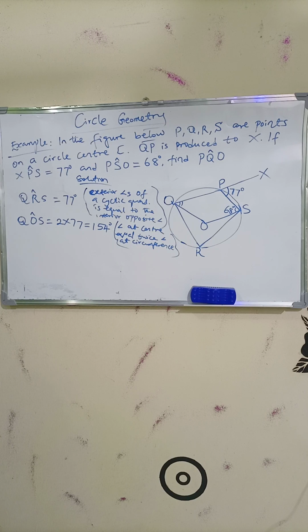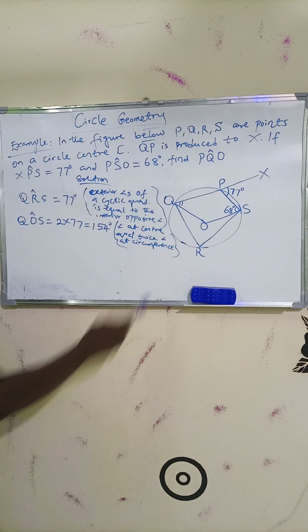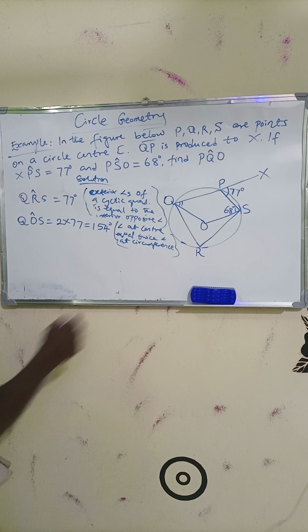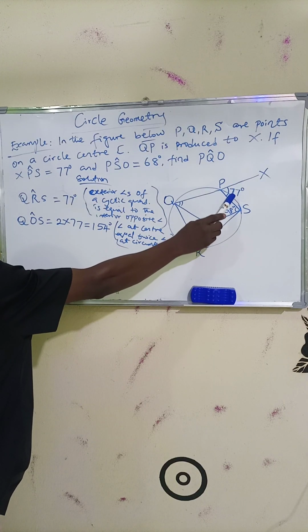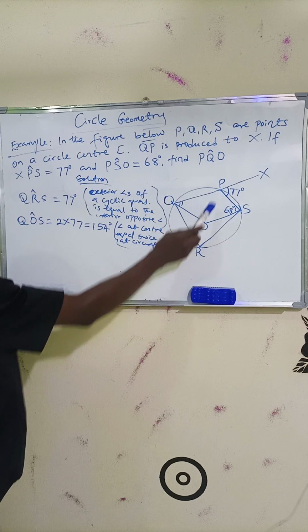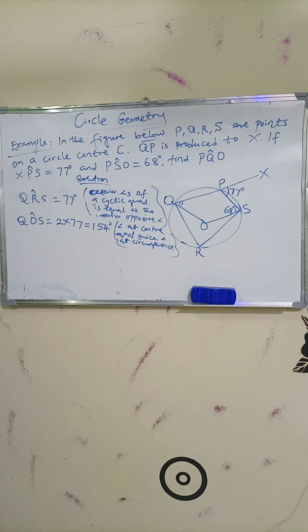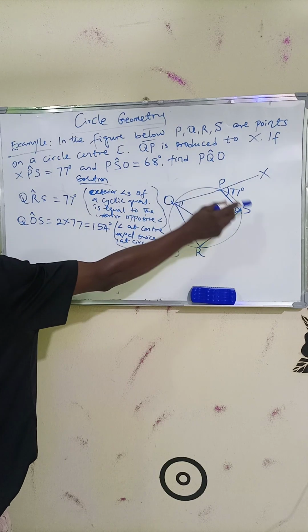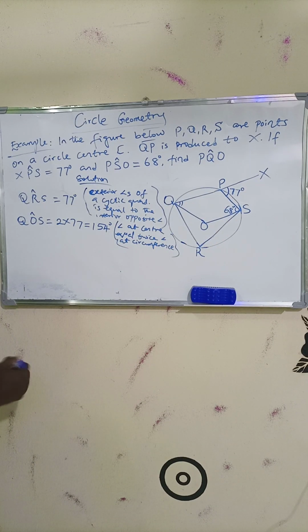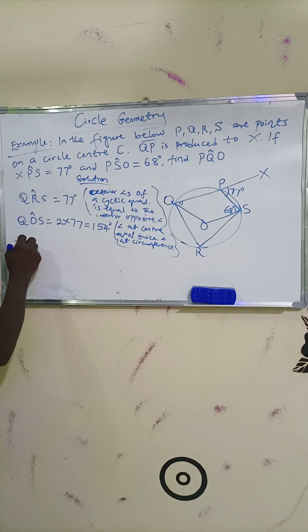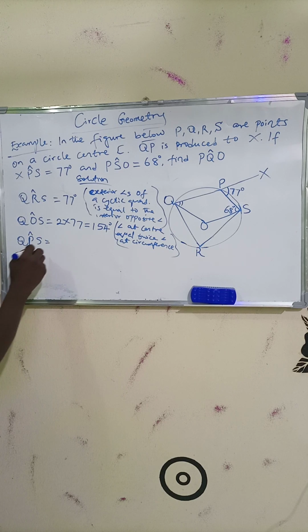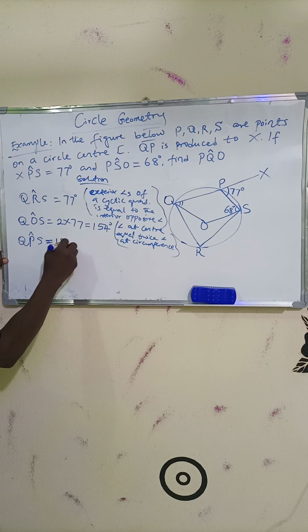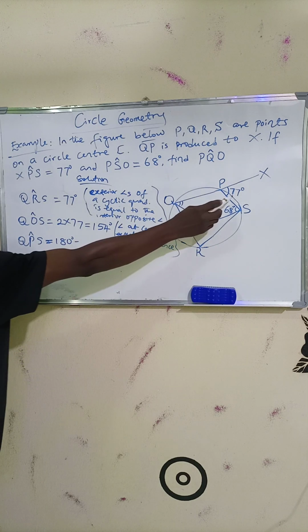Okay, so let's proceed. Now that we've gotten this angle, we may also decide to get this angle. How do we get this angle? From this point to this point is 77, but we don't know the interior angle here. That angle can be referred to as angle QPX. So how do we get angle QPX? We can say that angle QPX is equal to 180 degrees minus 77 degrees.